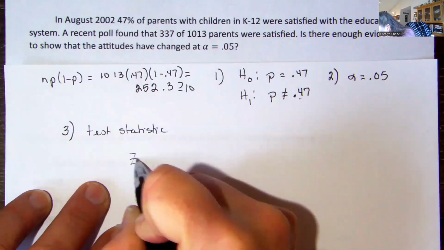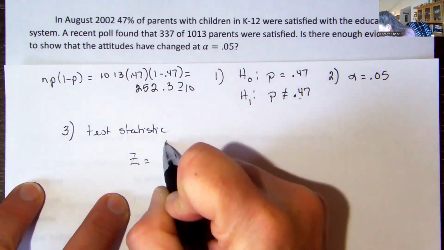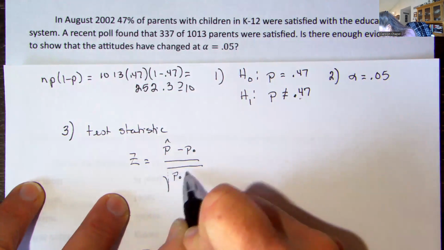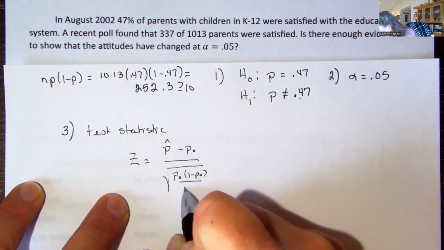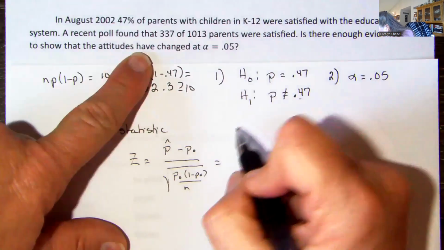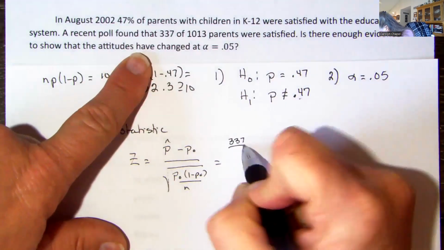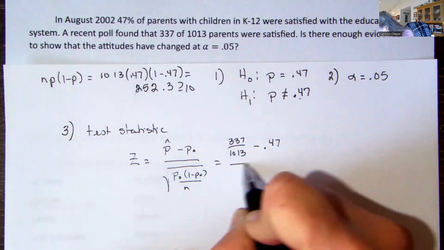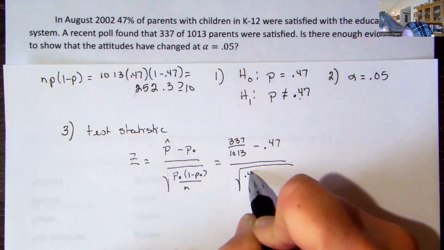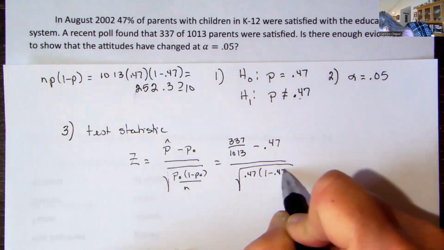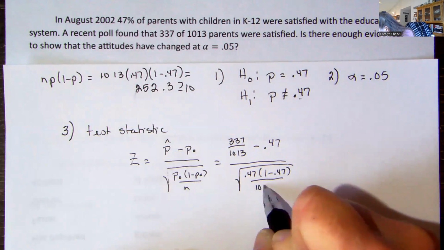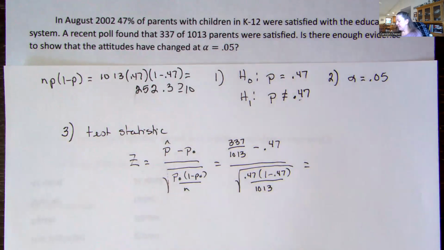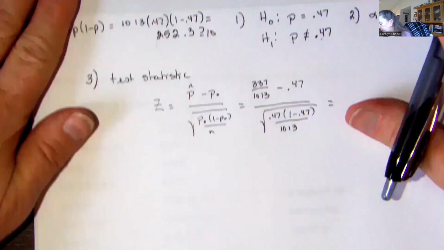And again, it is a z-value. So we'd be putting our p hat minus our p0, over the square root of p0 times 1 minus p0, all over n. Putting in our numbers, we found 337 over 1013 minus that 0.47, over the square root of 0.47 times 1 minus 0.47, all over 1013. Okay, I do want to draw a picture when we come back, but I'm going to go and get StatCrunch here and get all my pieces.